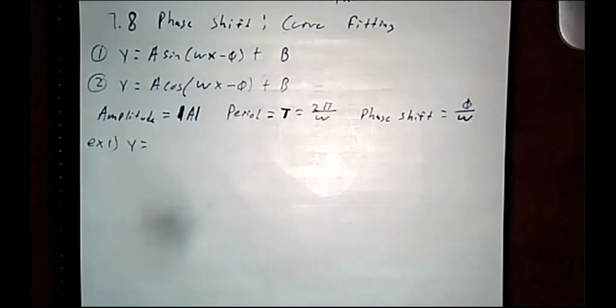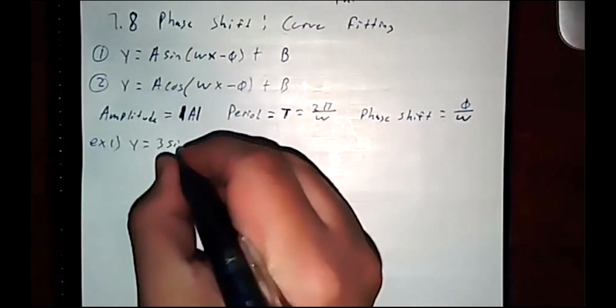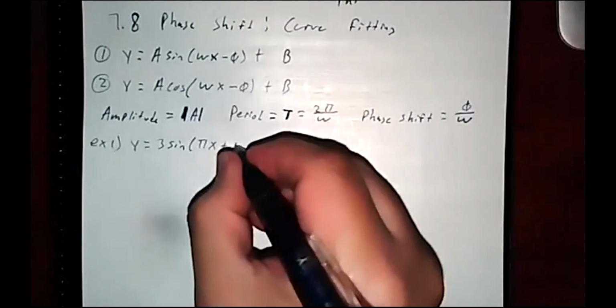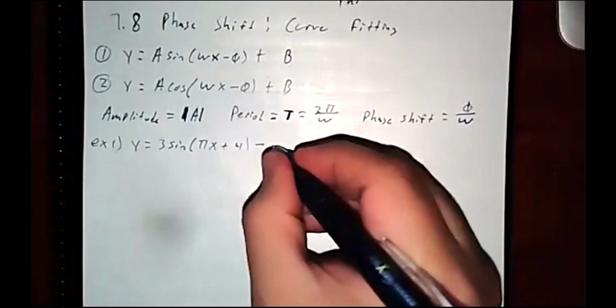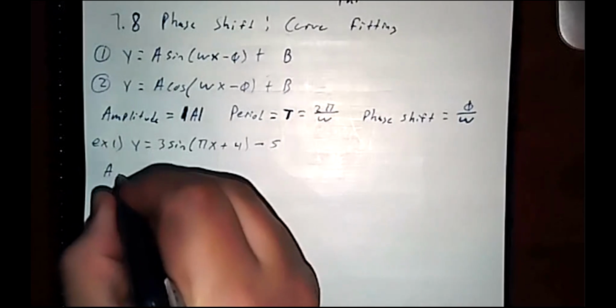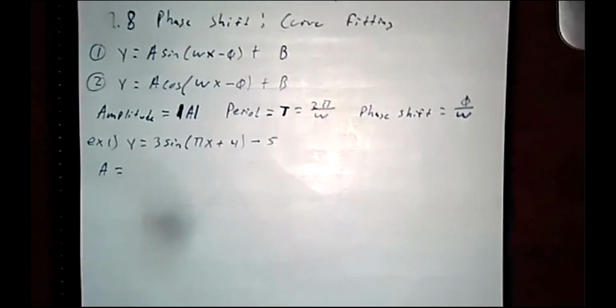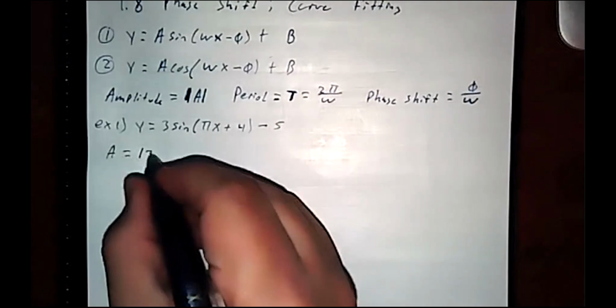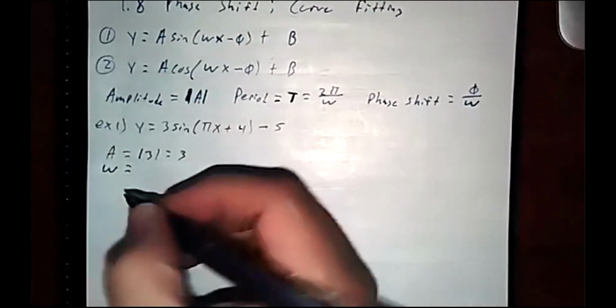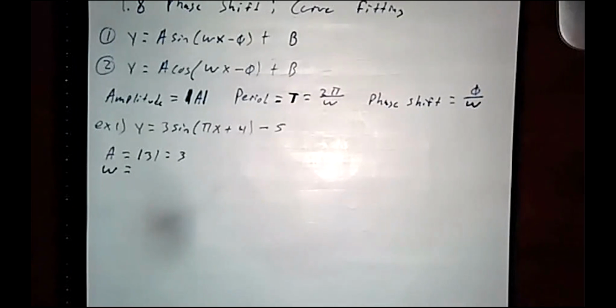Okay. So example 1. y is equal to 3 sine of pi x plus 4 minus 5. So they're going to ask you, let's write down everything that we know, right? What is the amplitude? Let's practice. 3. 3, right? Because you just take the absolute value of 3, which is just 3. What is the omega? Pi? Yeah, it's just pi.